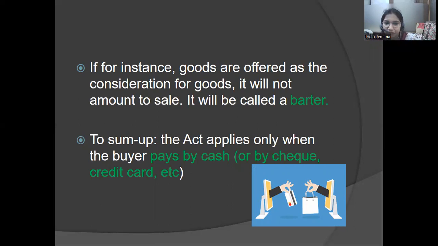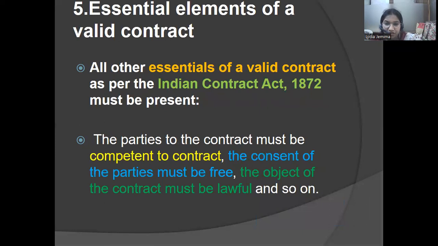To sum up, the Act applies only when the buyer pays by cash, check, credit card, etc. Essential elements of a valid contract: all other essentials of a valid contract as per the Indian Contract Act of 1872 must be present. So the two parties to the contract must be competent to contract, the consent of the parties must be free, the object of the contract must be lawful, and so on.